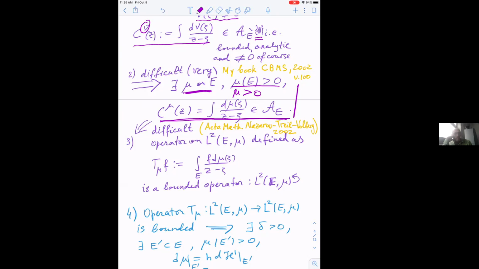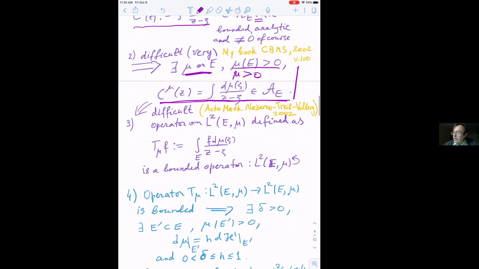There is no easy proof of that. It's a very, very difficult theorem. So the next step is again difficult. It says that if you have such a positive measure, then harmonic analysis starts. Well, harmonic analysis was already here, but here it's even more harmonic analysis.